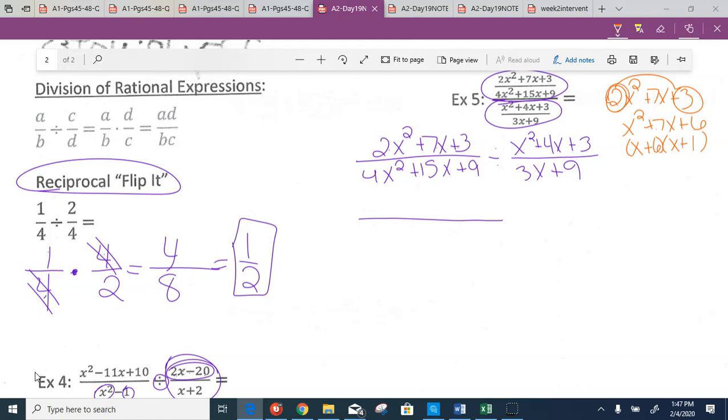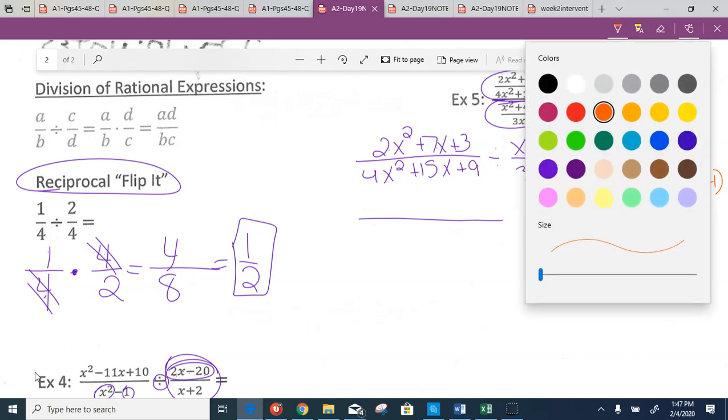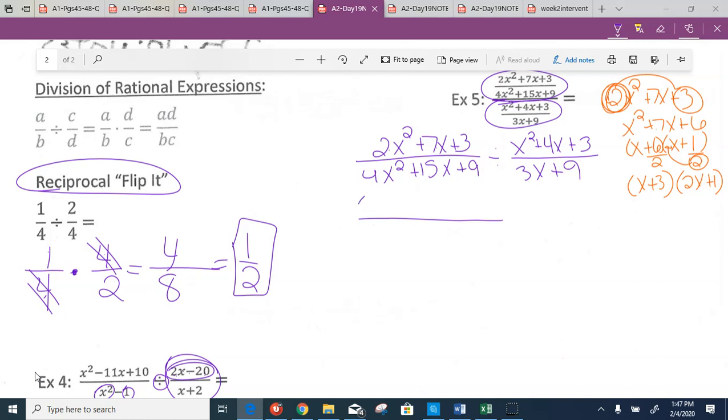Now I divide these answers by that original coefficient, the 2. And then I get x plus 6 divided by 2 is 3. However, I have x plus 1/2. Remember, this 2 slides in front of the 1. So I have 2x plus 1. So those are the factors for my very first fraction over here. Let me go back to my right color. I think it's the right color. So I have x plus 3 and 2x plus 1.